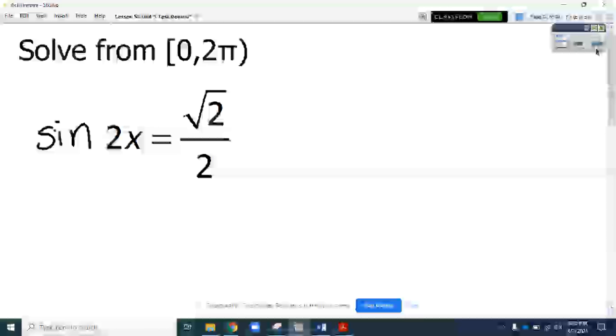All right, next up. Solve that equation. All of the equations are going to be looking for specific solutions from 0 to 2 pi. So go ahead and solve this equation, which says sine of 2x equals root 2 over 2.